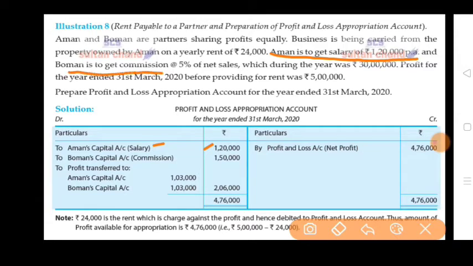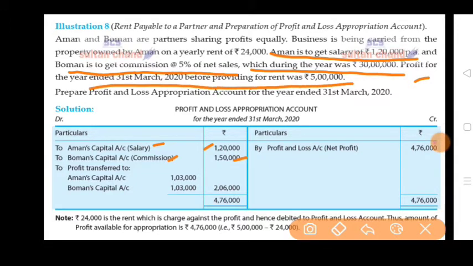And Bowman is to get commission 5% on net sale, which during the year was 30 lakh. The net sale was 30 lakh and Bowman will get commission 5% on net sales, that is 30 lakh. So 5% of 30 lakh will be 1,50,000. This will also be considered as expense of the firm. So we'll write it on debit side, Bowman's capital account commission 1,50,000. Now the profit for the year ended 31st March before providing of rent was 5 lakh.